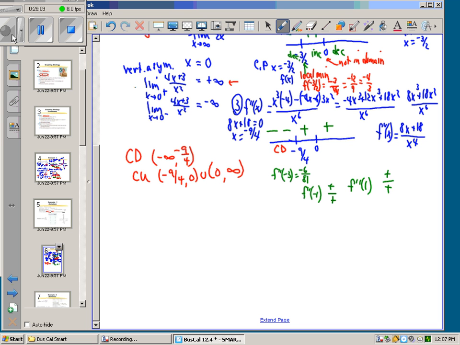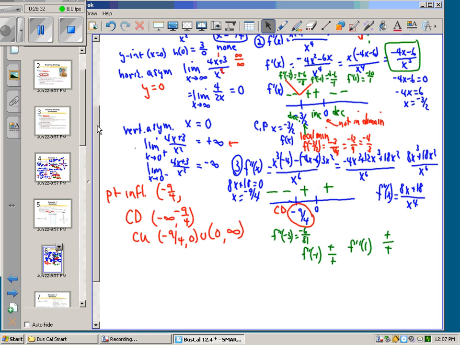Okay, now is there a point of inflection? The only place the concavity is changing is at negative 9/4, and that is a valid point on the graph. So we have a point of inflection at negative 9/4, comma, whatever the y value is. So you have to go back to the original function and get the y value there. So let's see if I can go back and see what that is.